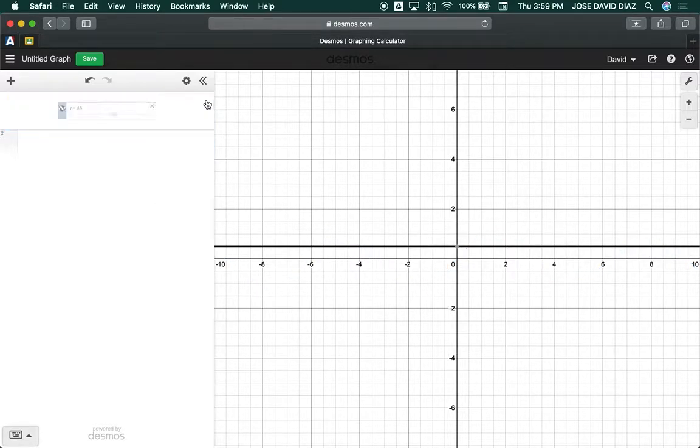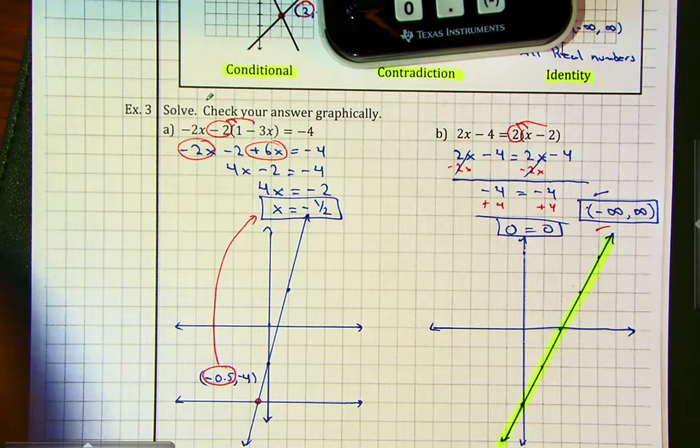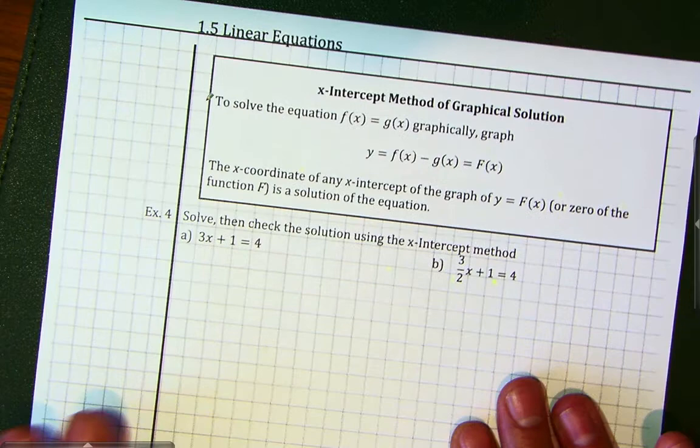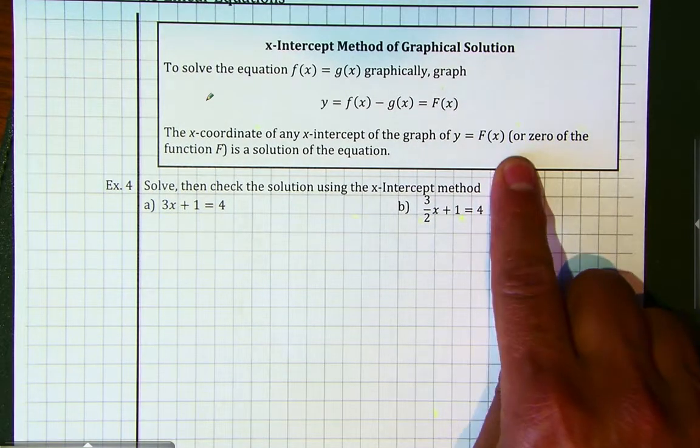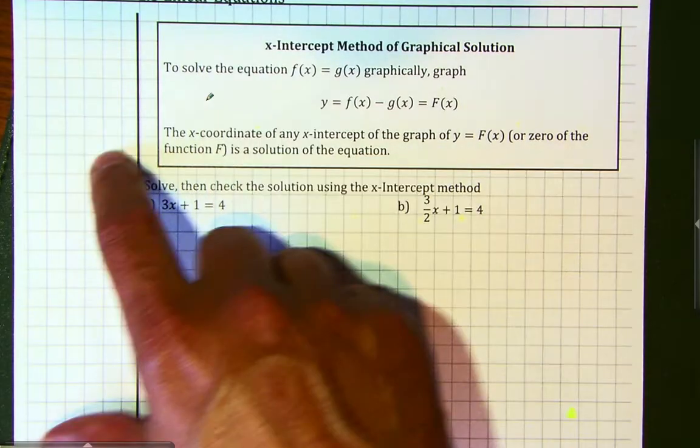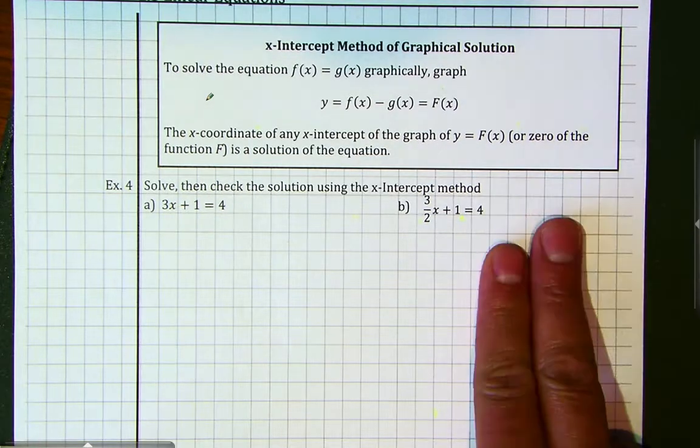But for now, let's continue to example number 4. Go and copy it down. You cut out example number 4. Go and pause it, and we'll continue once you're ready.